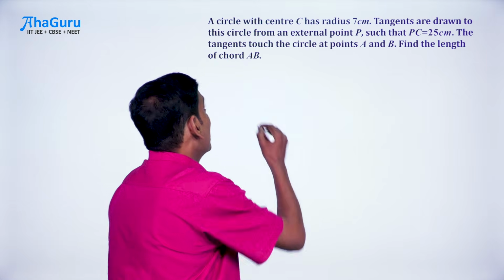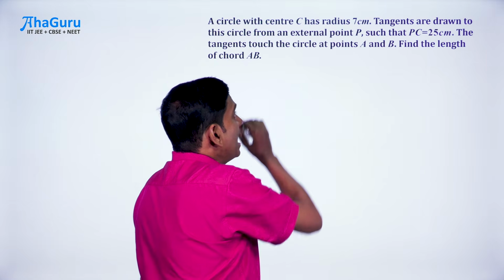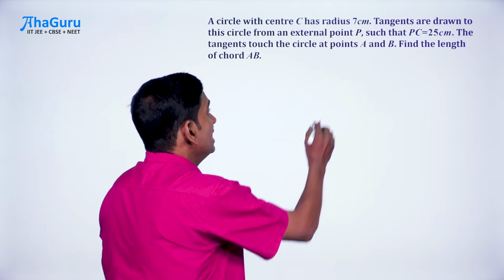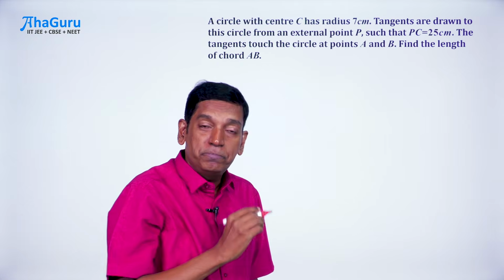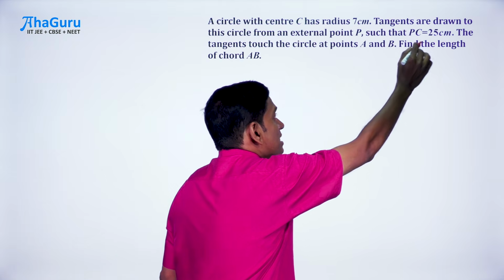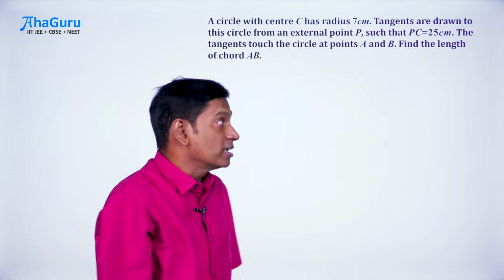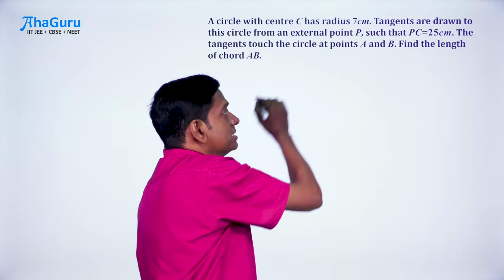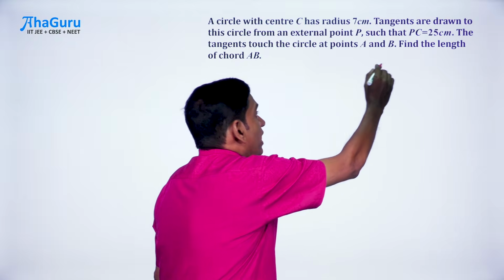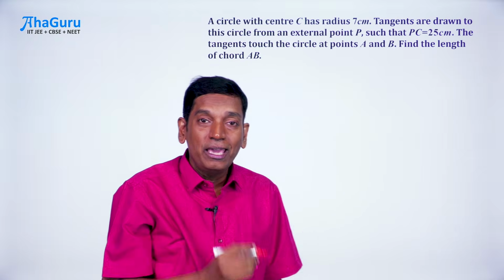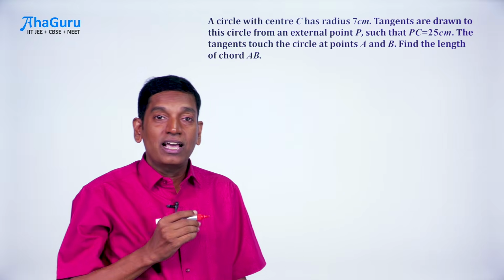A circle with center C has radius 7 cm. Tangents are drawn to this circle from an external point P such that PC is 25 cm. The tangents touch the circle at points A and B. Find the length of chord AB is the question that is asked.